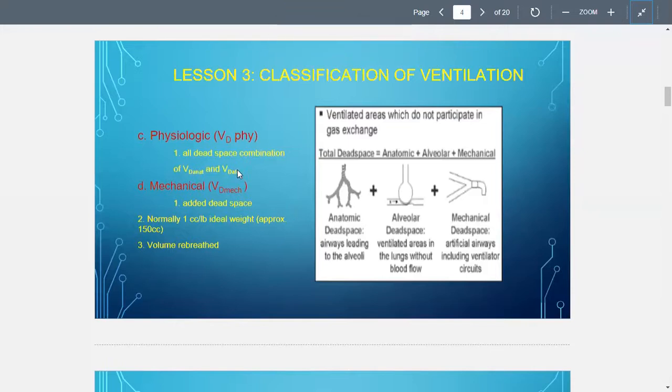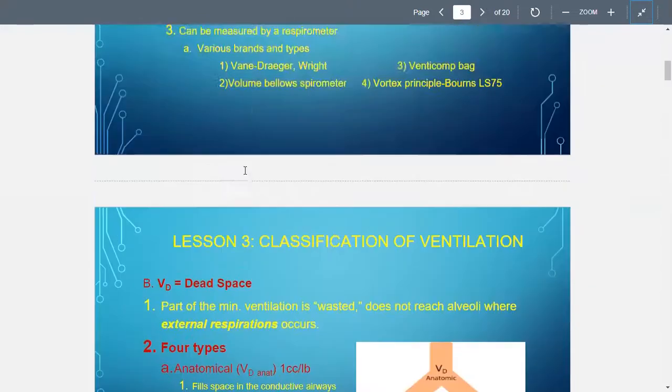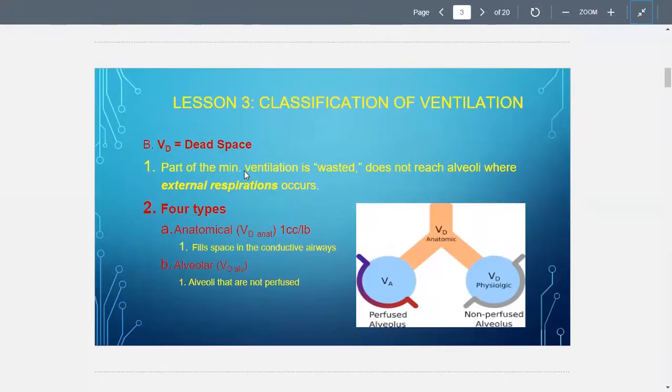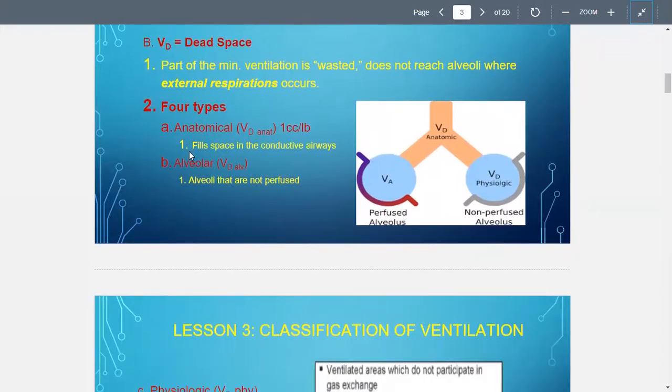All right, so this is what I told you to look at, but right here we already talked about the dead space. Let's look at it. Okay, that's minute ventilation. We got that. Dead space. We have 4 types: anatomical, alveolar. So anatomical is the dead space that fills the conductive airways. Alveolar dead space is alveoli that are not perfused.